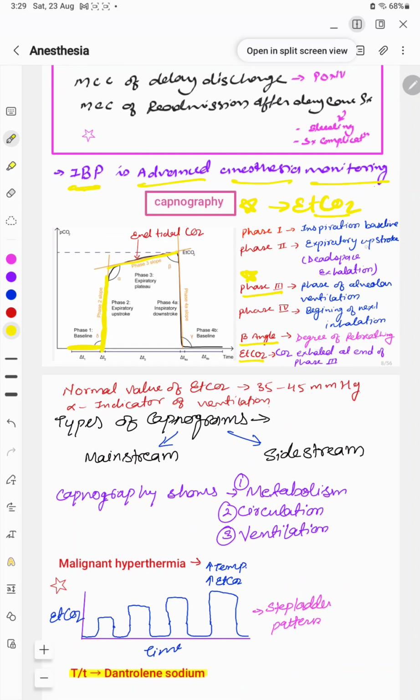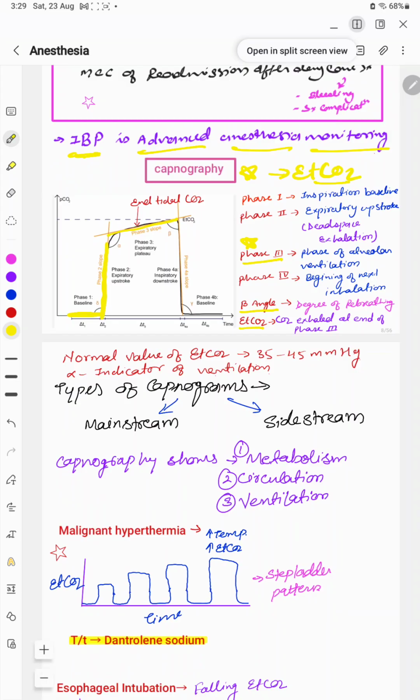Phase 1, I already told you, inspiratory baseline. Phase 2, expiratory upstroke. Phase 3, phase of alveolar ventilation. Phase 4, beginning of next inhalation. And what is beta angle? Degree of rebreathing. Okay, and what is alpha angle? Alpha angle is the indicator of ventilation. This is the indicator of ventilation. This is the degree of rebreathing. You need to remember.